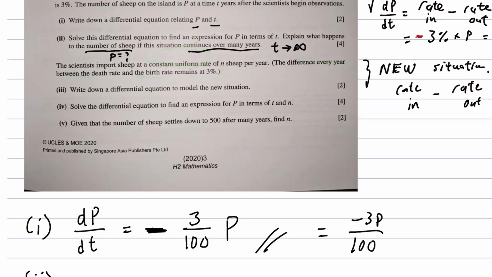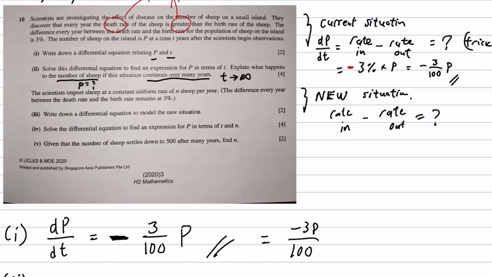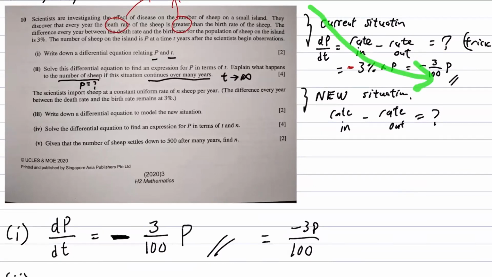So this is now a new situation. What the scientists realize is that, oh no, the sheep is going to die, e power negative 3 over 100 t. So they want to salvage the situation. So they bring in more sheep. They import more sheep because they know there's not enough. So that's why now you've got a new rate in and a rate out.